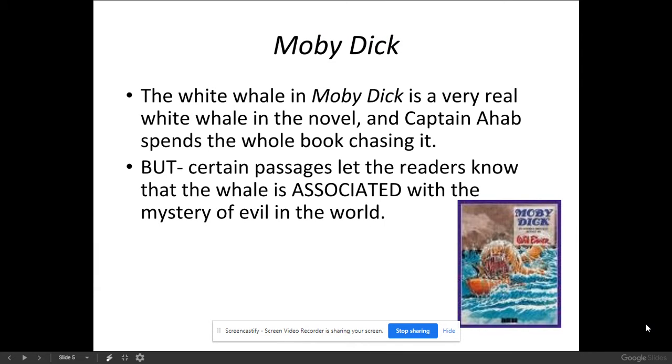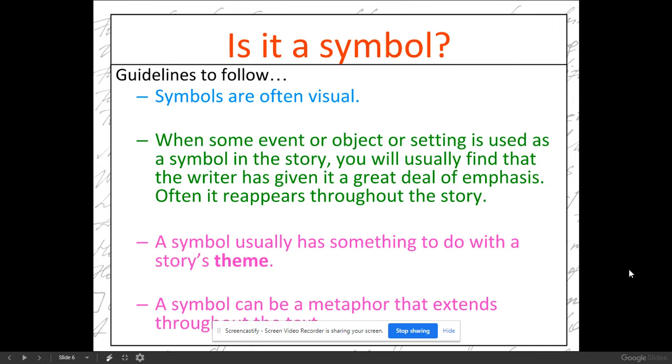Moby Dick is a classic novel about a white whale. Moby Dick is a very real white whale. In the novel, Captain Ahab spends the whole book trying to chase it and kill it. But certain passages let the readers know that the whale is associated with the mystery of evil in the world. So Moby Dick is a symbol to Ahab and to the novel of evil and the mystery of it.